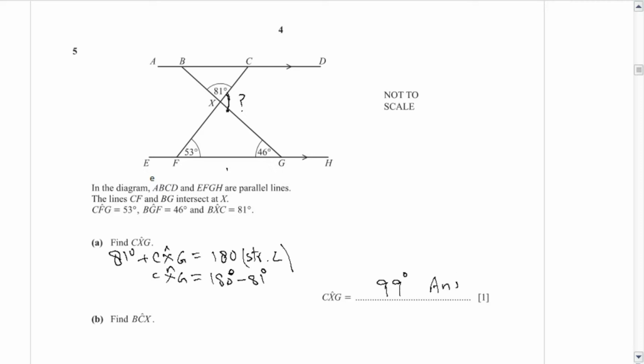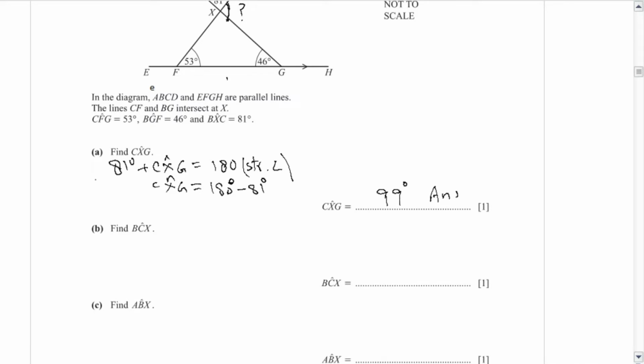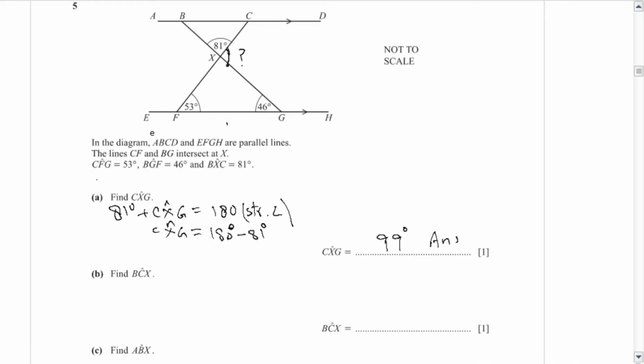Now part B is BCX. We need to find out BCX, which is this angle. BCX and the 53 degree angle are alternate angles because ABCD and EFGH are parallel lines, and the third line CF is crossing both of the parallel lines.